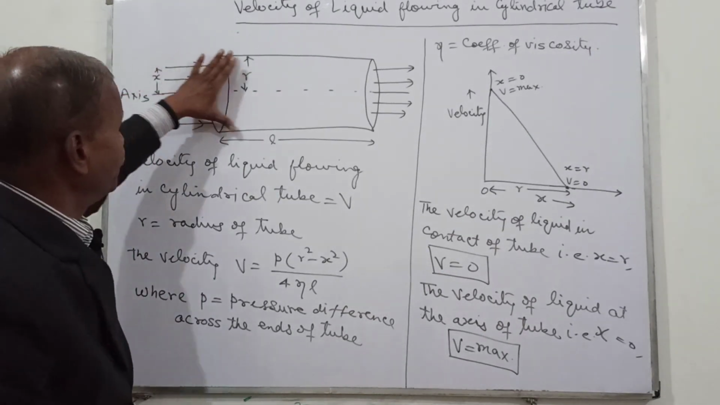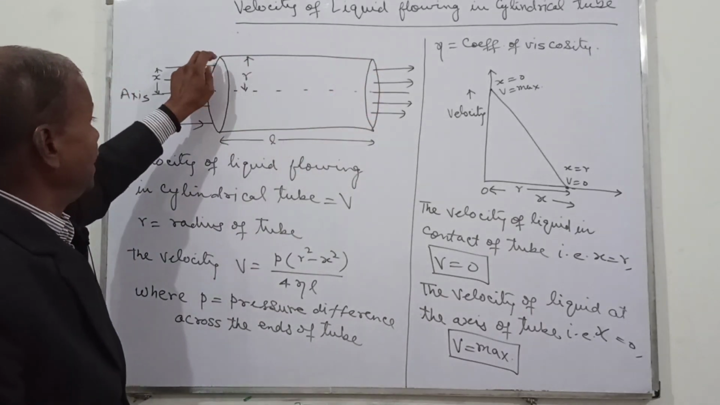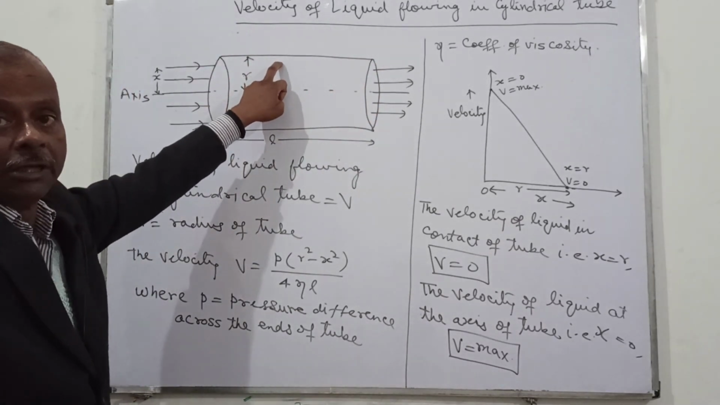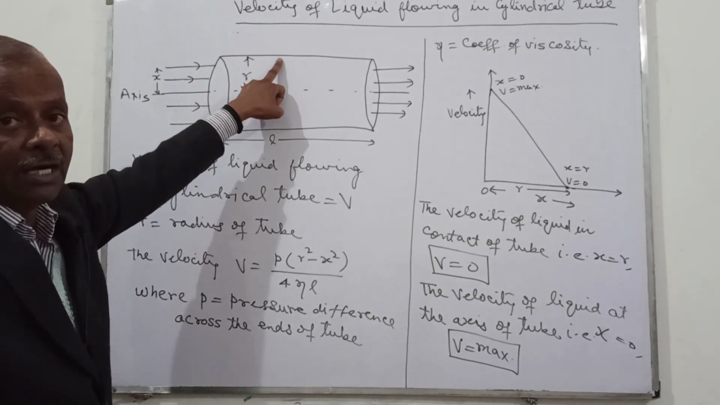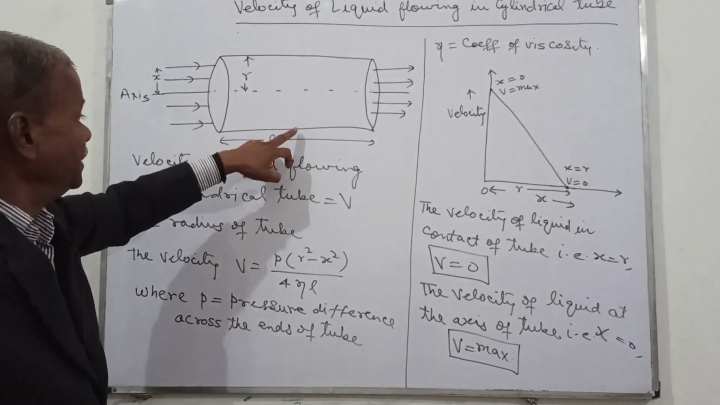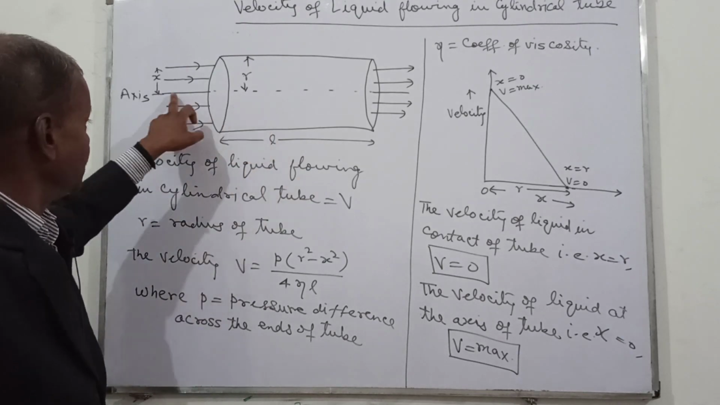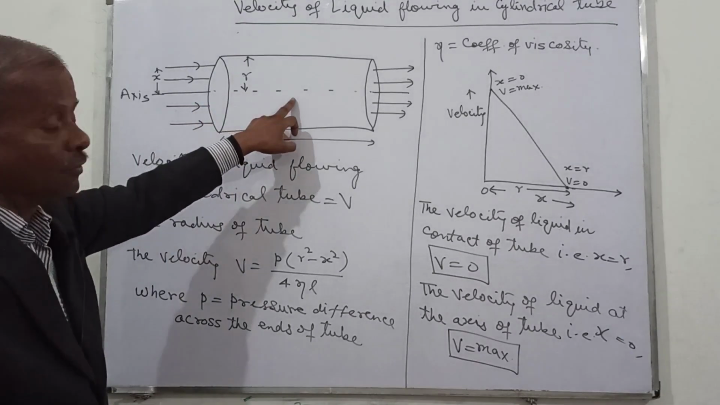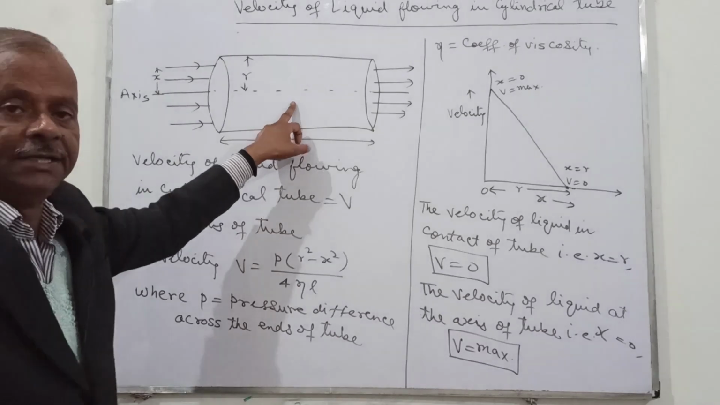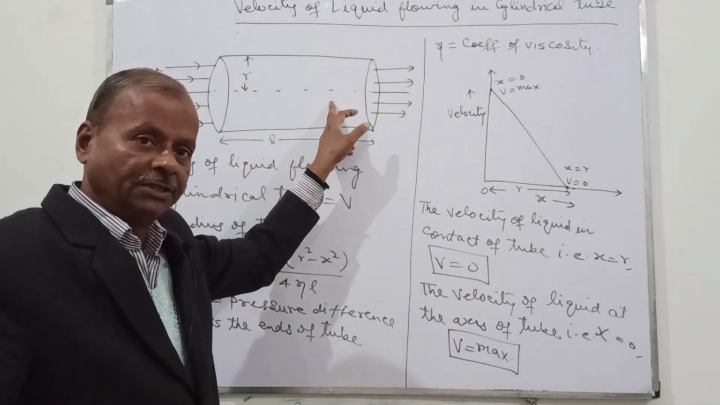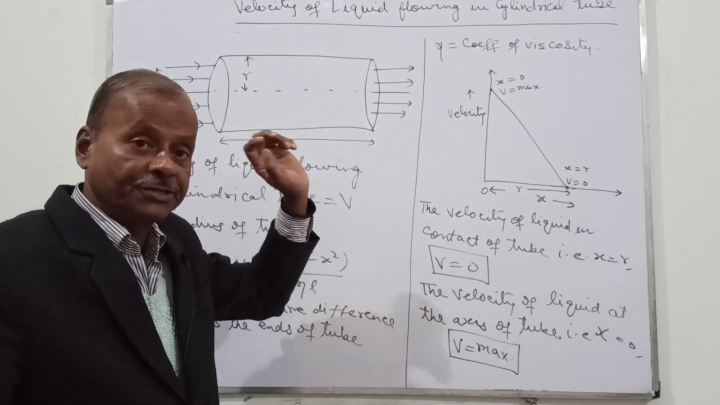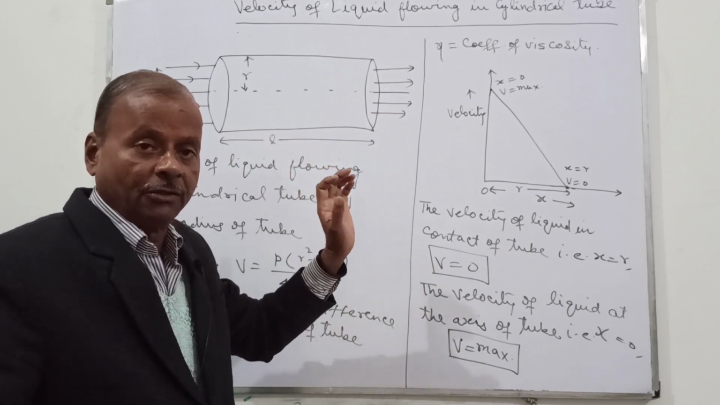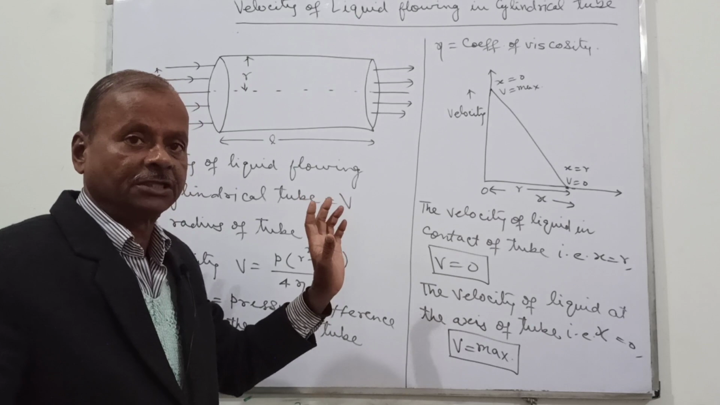So when the liquid flows through this tube, the layers of the liquid which are in contact with the inner side of this cylindrical tube are at rest. And the layer lying nearest to the axis of the cylinder has the maximum velocity. Thus, the velocity of the liquid passing through the tube changes continuously.